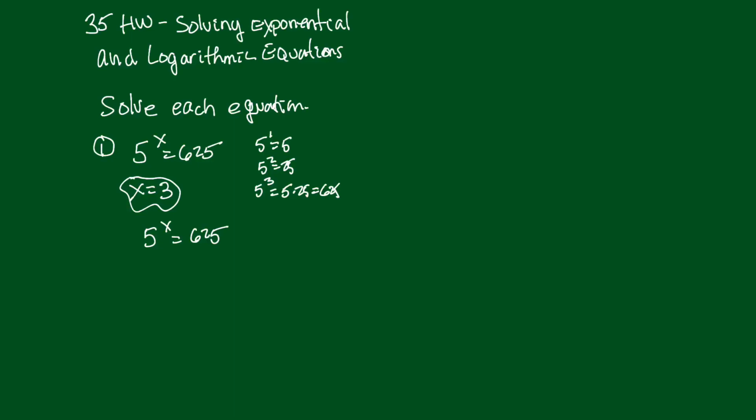So I could use log base 10, the common log, or log base e, the natural log. Why not just use the natural log? So I'm going to take the natural log, if I can write it correctly here, the natural log of 5 to the x is equal to the natural log of 625. Now, by the properties of logarithms, we can bring this down in front as a multiplier, so I'll get x natural log of 5 equals the natural log of 625.